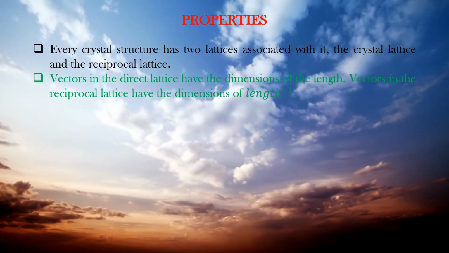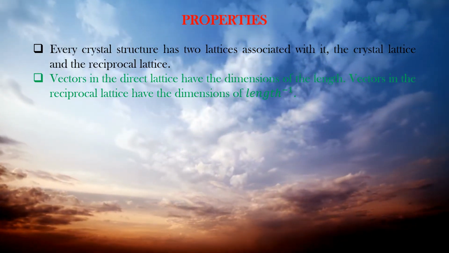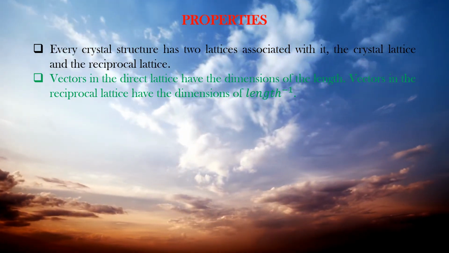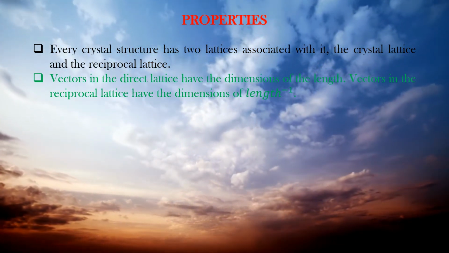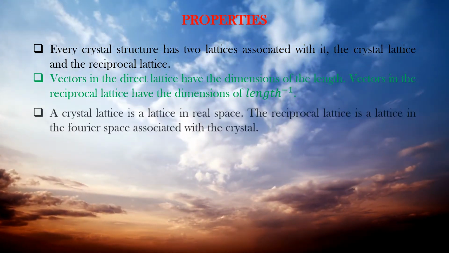Vectors in the direct lattice have the dimensions of length. So the vectors in the reciprocal lattice have the dimensions of length to the power minus 1. So from which we conclude the direct lattice is the reciprocal of the reciprocal lattice.